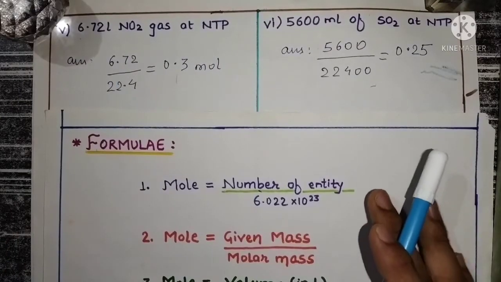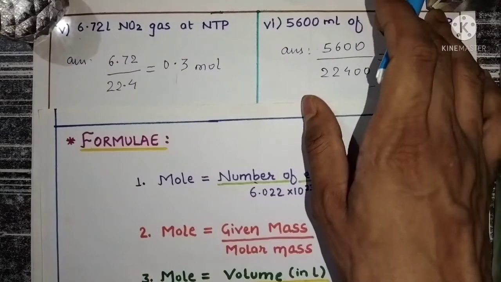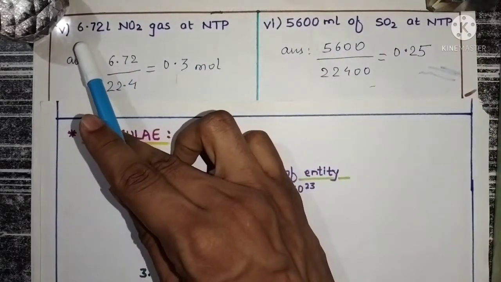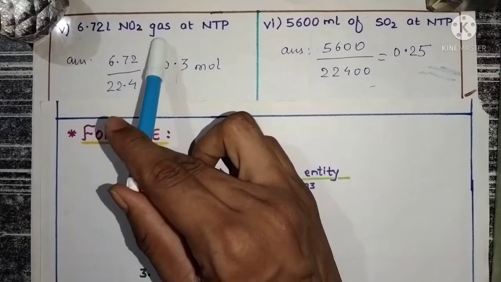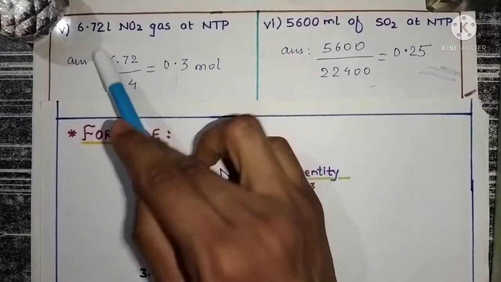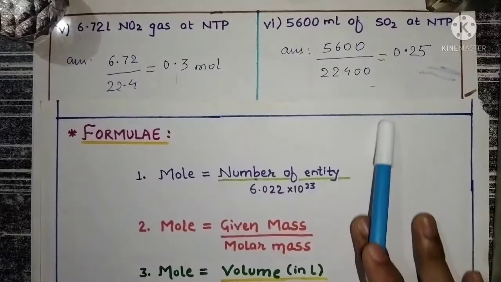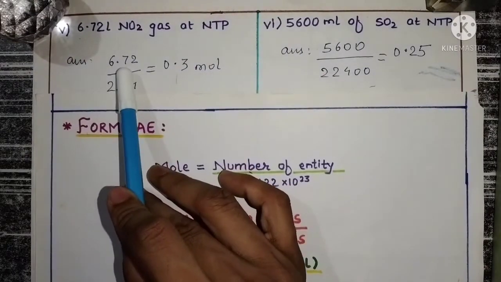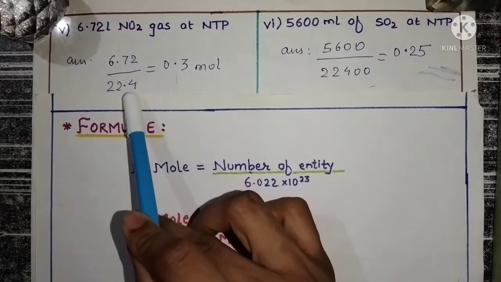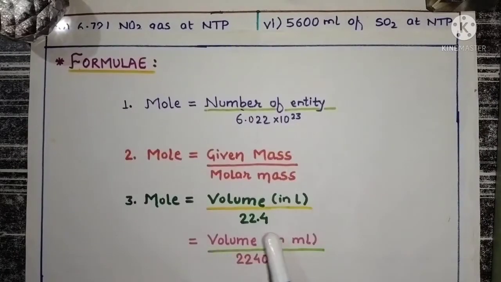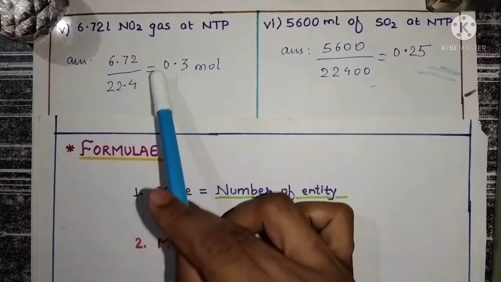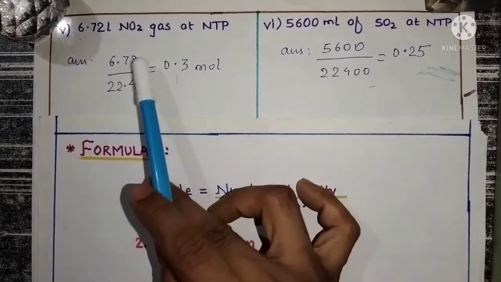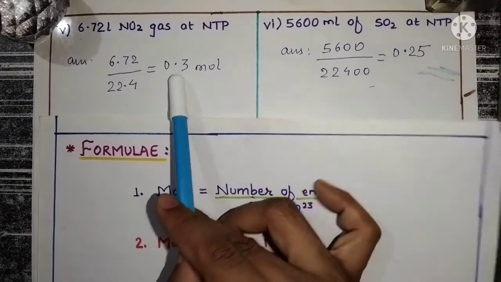Now in the last type of question, that of liter, that is volume, here you can see 6.72 liter of NO2 gas at NTP is given. So volume is given in liter, then you will simply use the third formula: you write the volume in the numerator and 22.4 in the denominator. It is an experimentally pre-calculated number, 22.4 for liter and 22,400 for milliliter. So simply put the values in the formula and the answer is given.